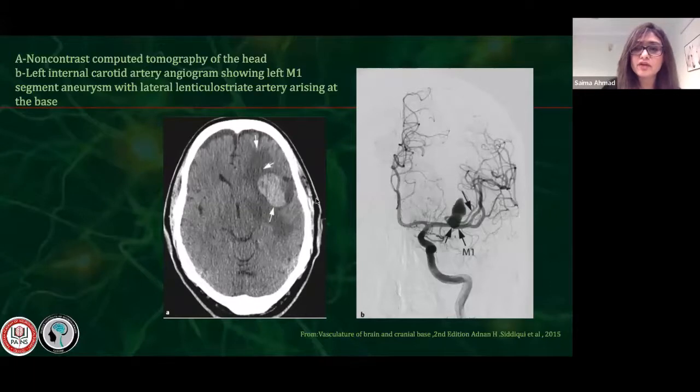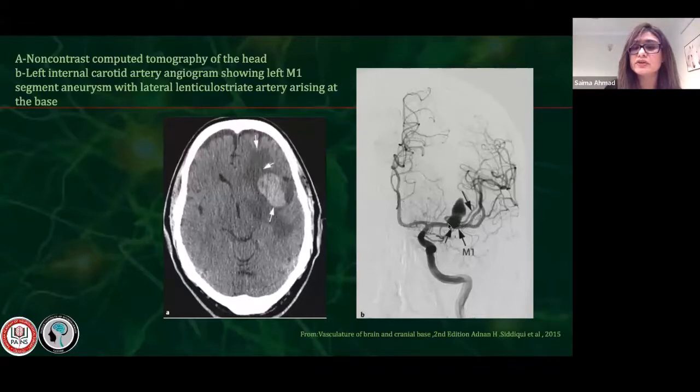So this is one of the cases I want to show you: most of the MCA bifurcation aneurysms are broad neck aneurysms. So they are not amenable to coiling, because one can exclude one segment or both segments of the M2. So clipping is the best approach for MCA bifurcation aneurysms.